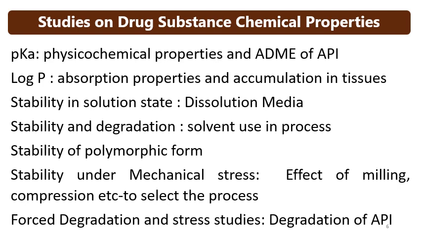If the API does not have stability in 0.1 normal HCl or 4.5 acetate buffer or 6.8 phosphate buffer, or if it does not have stability in water, then based on that solution state stability, the dissolution media can be changed or selected. Stability and degradation with the use of solvents. So solvents used in the manufacturing process can be restricted, or solvents which don't degrade the API should be selected. Stability of the polymorphic form.